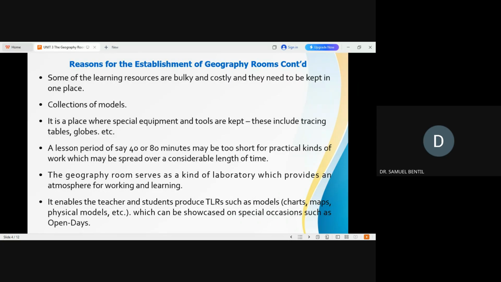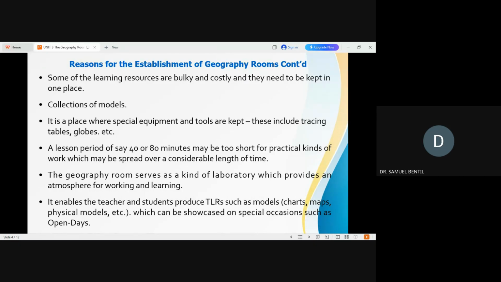For example, if you have globes of this magnitude, wall maps, you cannot go and paste the wall map in the staff room. You cannot go and paste the wall map in the library. You cannot paste it because of the sizable nature of those maps, and in the classroom, because the classroom is not only meant for geography students, other teachers also come there.